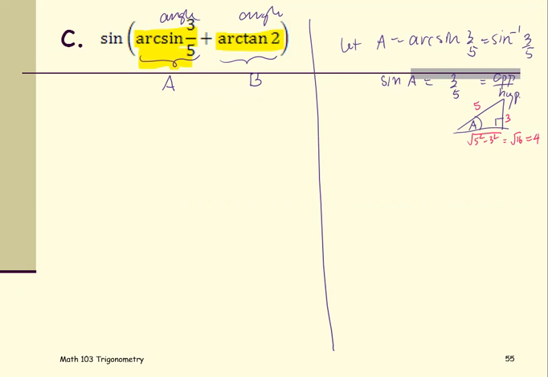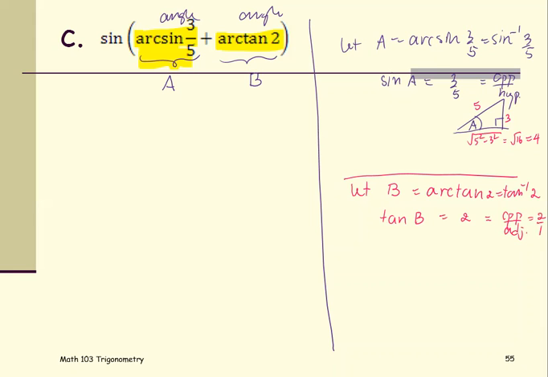The next inverse function is the arctangent of 2. So we're going to let an angle B equal arctangent 2, or the inverse tangent 2. That means the tangent of an angle B equals 2. For the trig function tangent, it is formed by using the opposite divided by adjacent side of the right triangle diagram. We see the value 2, and we can write it as 2 over 1 to see it as a fraction.